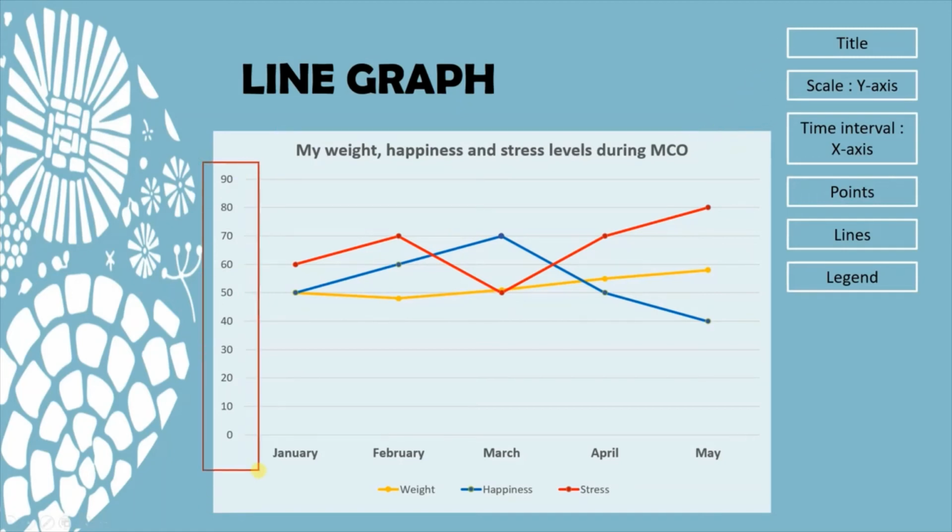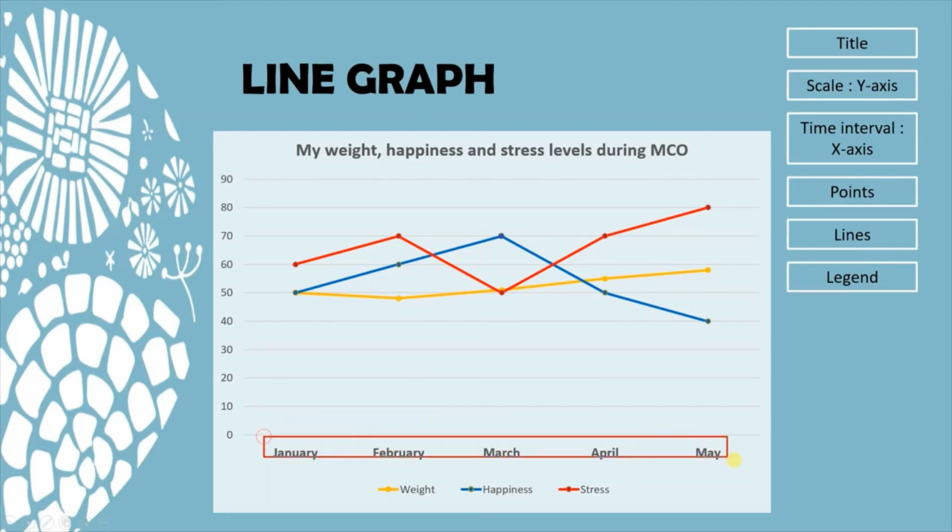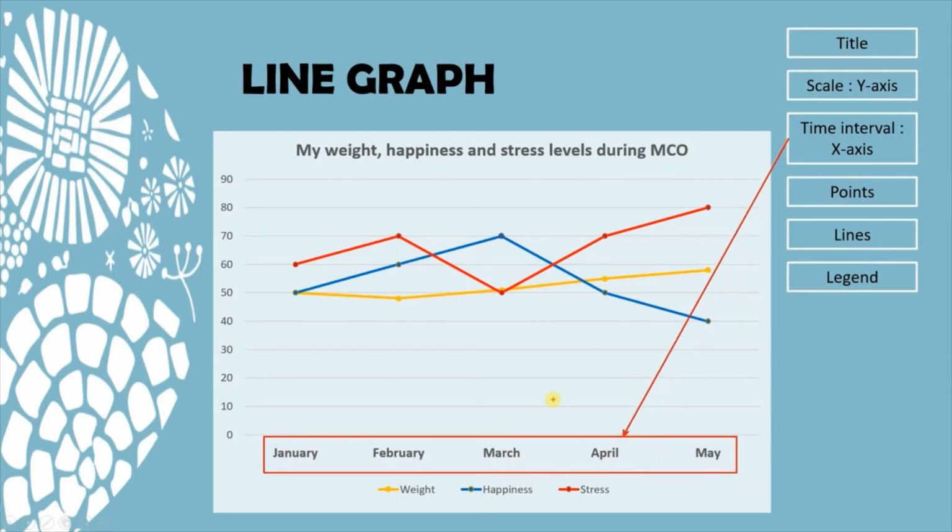The y-axis, you need to have skills to let the reader understand or the viewer understand what are the numbers you are talking about. Line graph usually has time interval, which means that it shows the time that we are going to compare with each other.